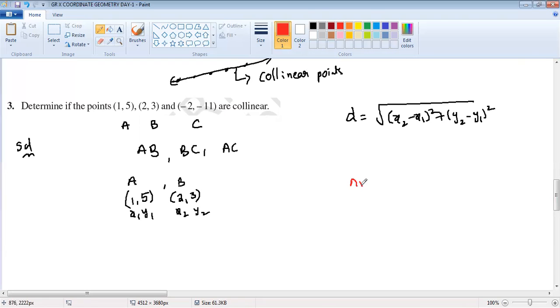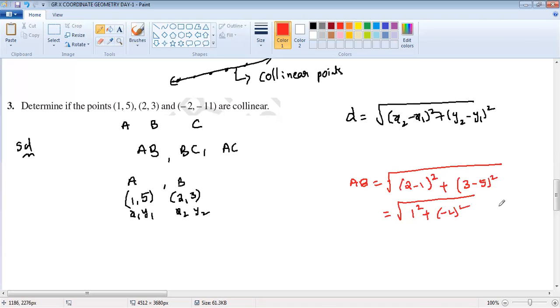So AB is equal to, apply the formula: root over (x2 minus x1) whole square, which is (2 minus 1) whole square, plus (3 minus 5) whole square. See, root over (2 minus 1) whole square, which is 1 square, and 3 minus 5, which is minus 2, whole square. So root over 1 square is 1, minus 2 whole square is 4. So total is 5 units.